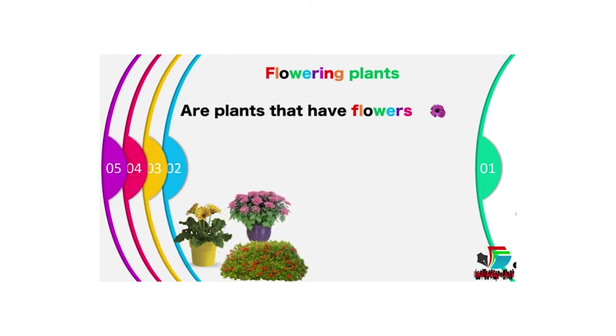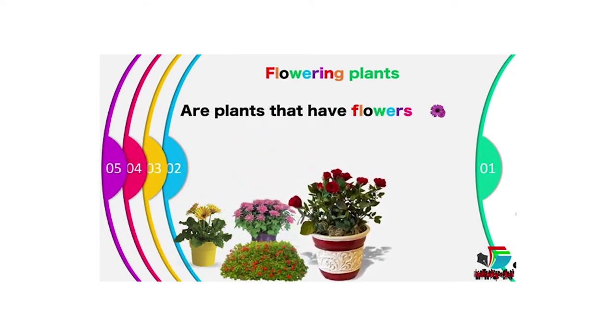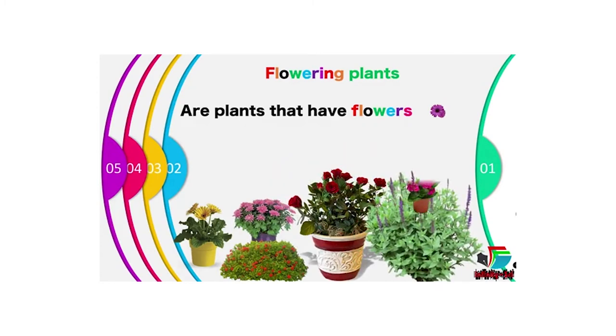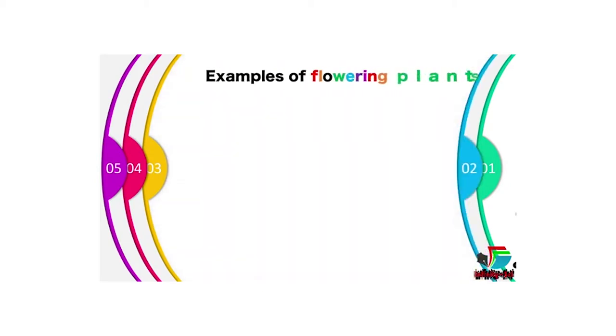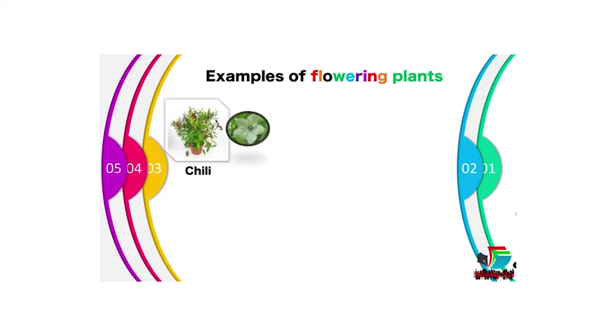I went an extra mile to find you some beautiful flowering plants. Those are examples of flowering plants, but you will give me more examples in your worksheets after this. Let's look at the next examples of flowering plants. We have the chili plant, and that is its flower. It has very tiny white flowers, and in the picture we have the chili plant with the chili fruits already, but basically the flowers are small and white.